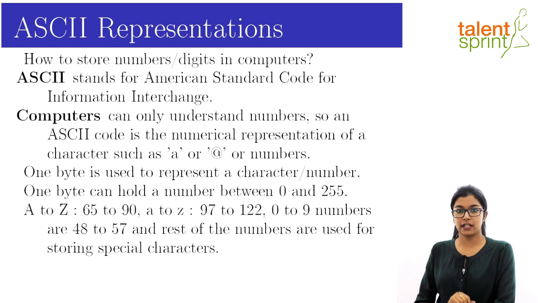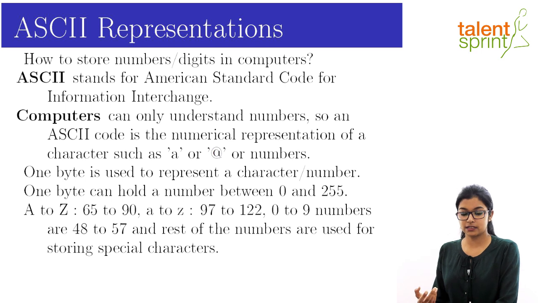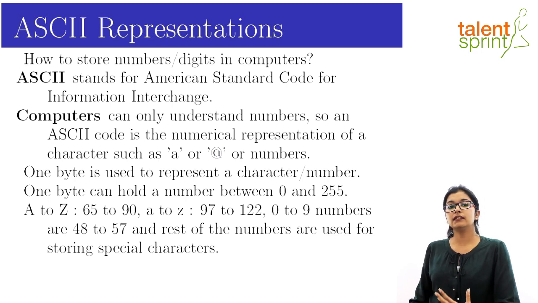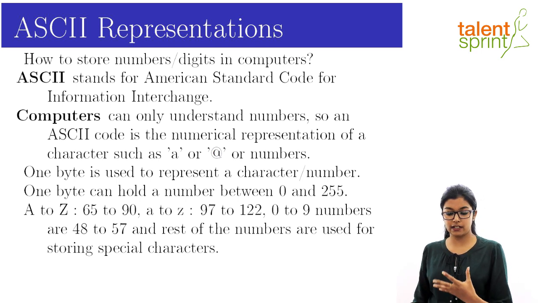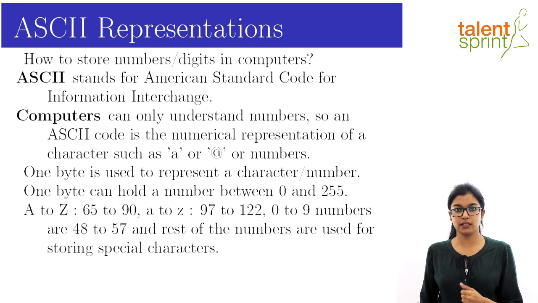Now, in ASCII representation, these 0 to 255 characters, or these 256 combinations that we obtain, are assigned to different characters. Capital A to Z is represented by the numbers from 65 to 90. Small a to z is represented by numbers from 97 to 122. Similarly, our numbers 0 to 9 are represented by 48 to 57. And the remaining numbers left in the range from 0 to 255 are used to represent special characters or symbols on the keyboard.